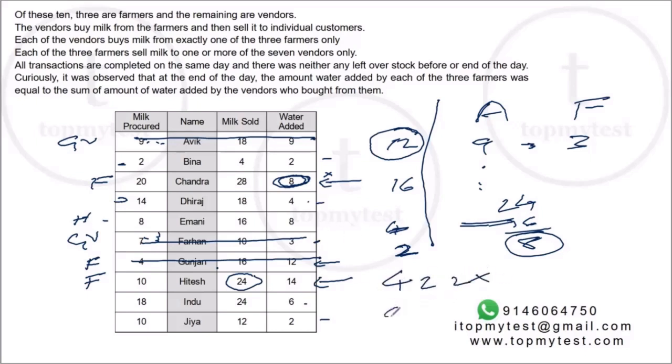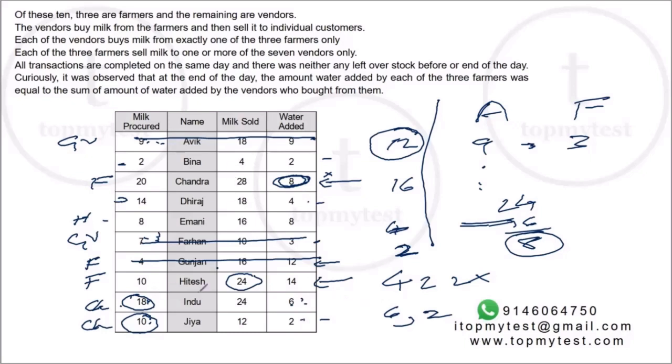So the only thing left is 6 and 2. So this 6 is definitely there. So Indu buys from Chandra. Right, now which other 2 is required? Now when Indu buys from Chandra, Chandra has to sell 28, out of which 18 is sold to Indu. So the remaining 2 has to be coupled with 10. That has to be Jia. Right, this has to be Chandra. You can verify 28 is 18 plus 10 and 6 plus 2 is 8.